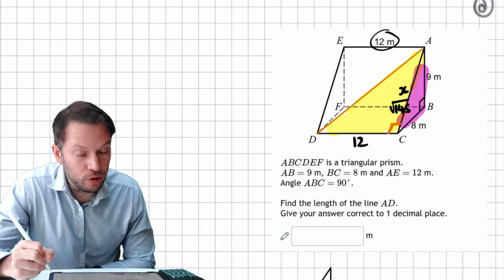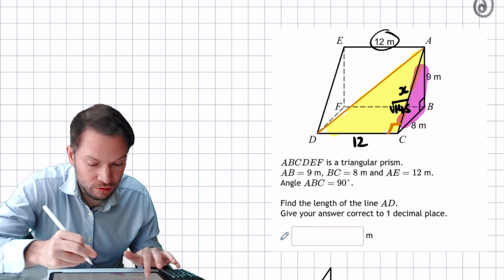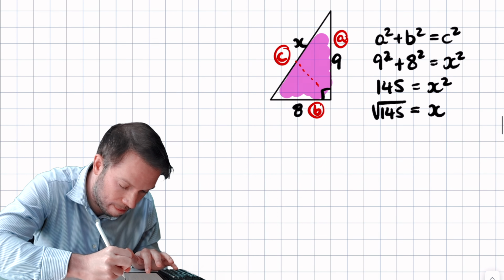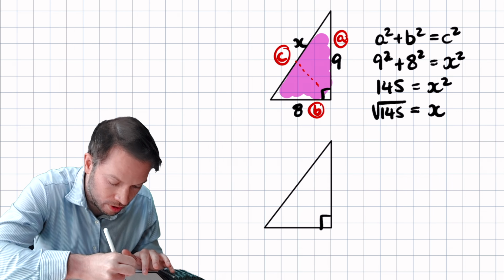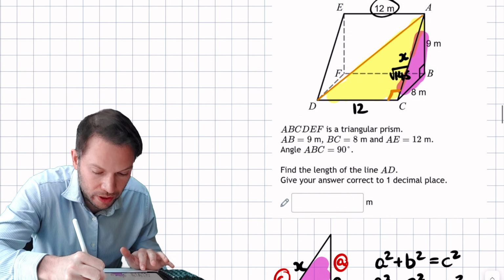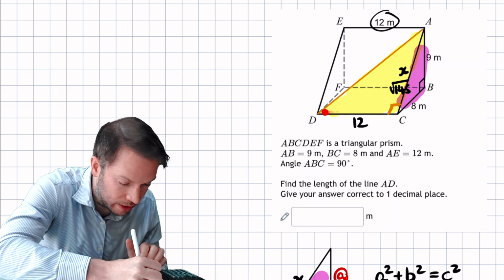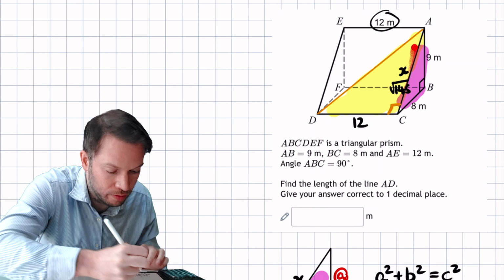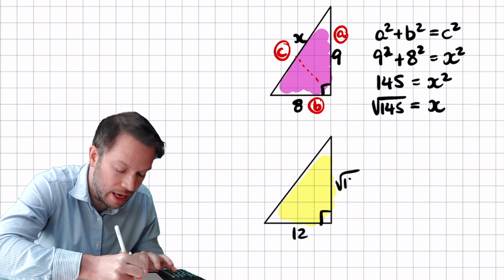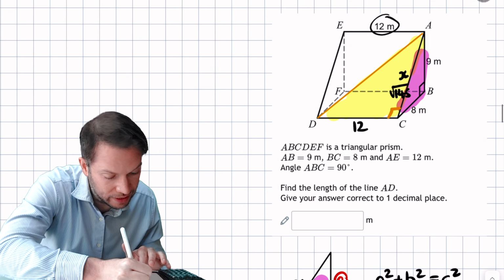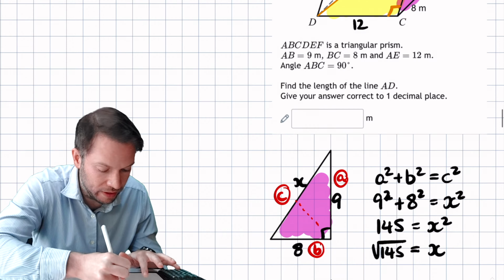Now, we know two of the sides of this yellow triangle. So let's draw out the yellow triangle. So the yellow triangle, what sides do we know? Well, we know the 12 at the bottom and the other length is root 145. So 12 at the bottom, this is root 145. And we're trying to find the length of AD. Let's call it Y. So Y will be the answer.